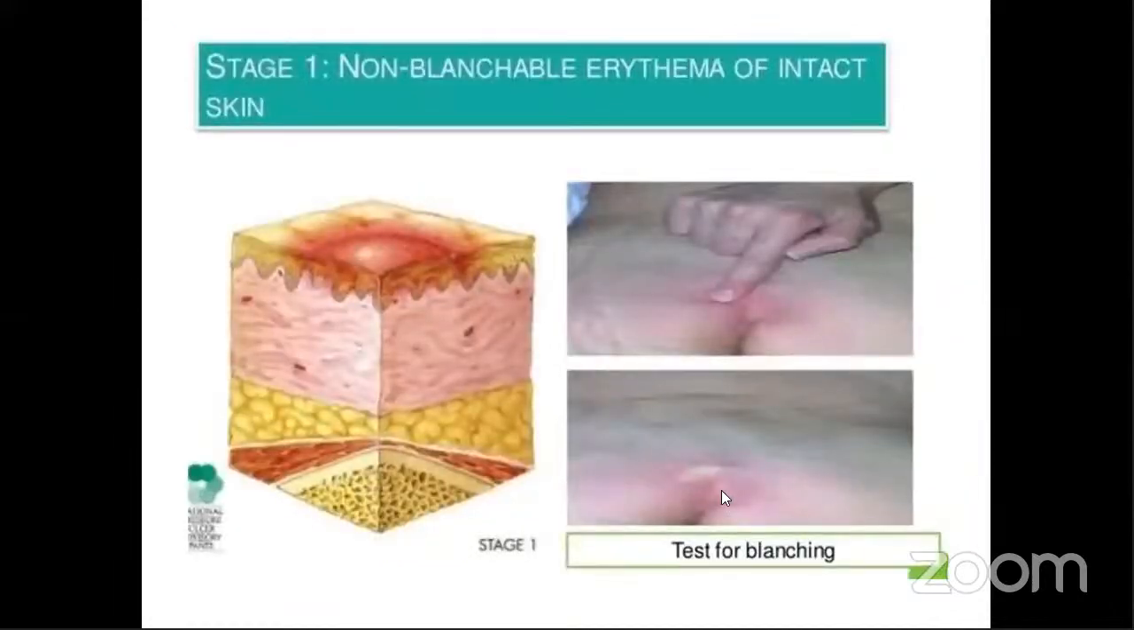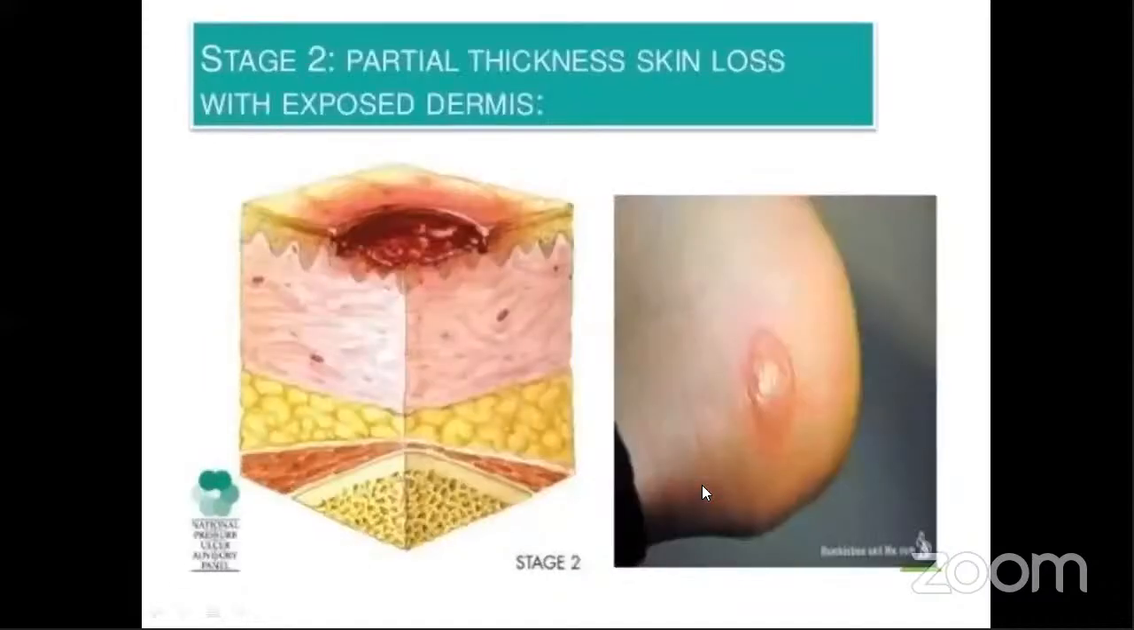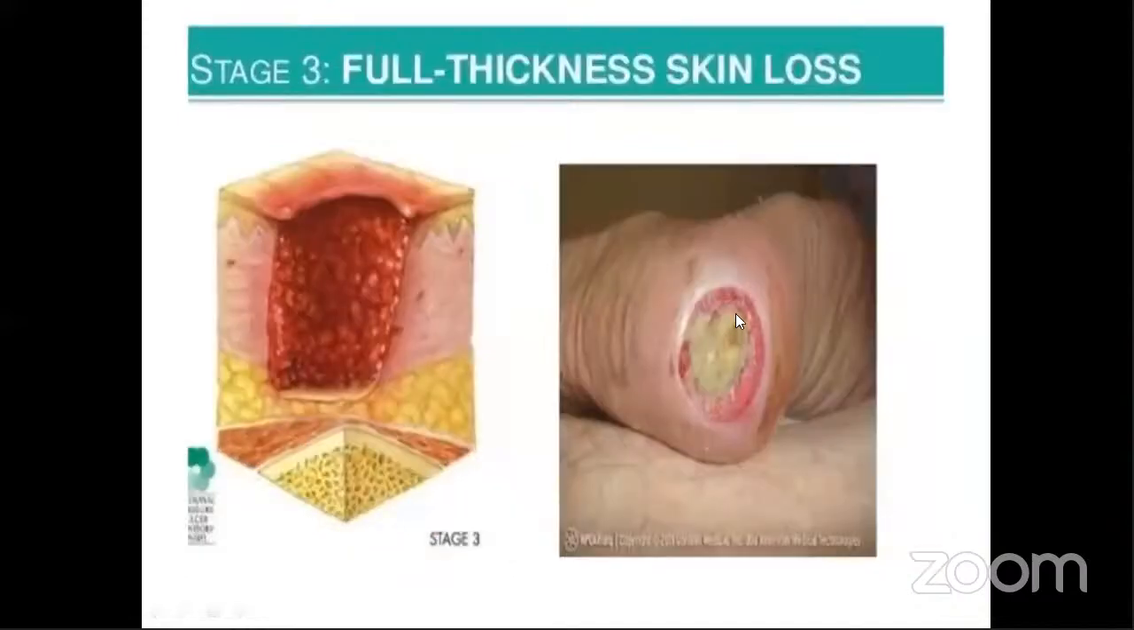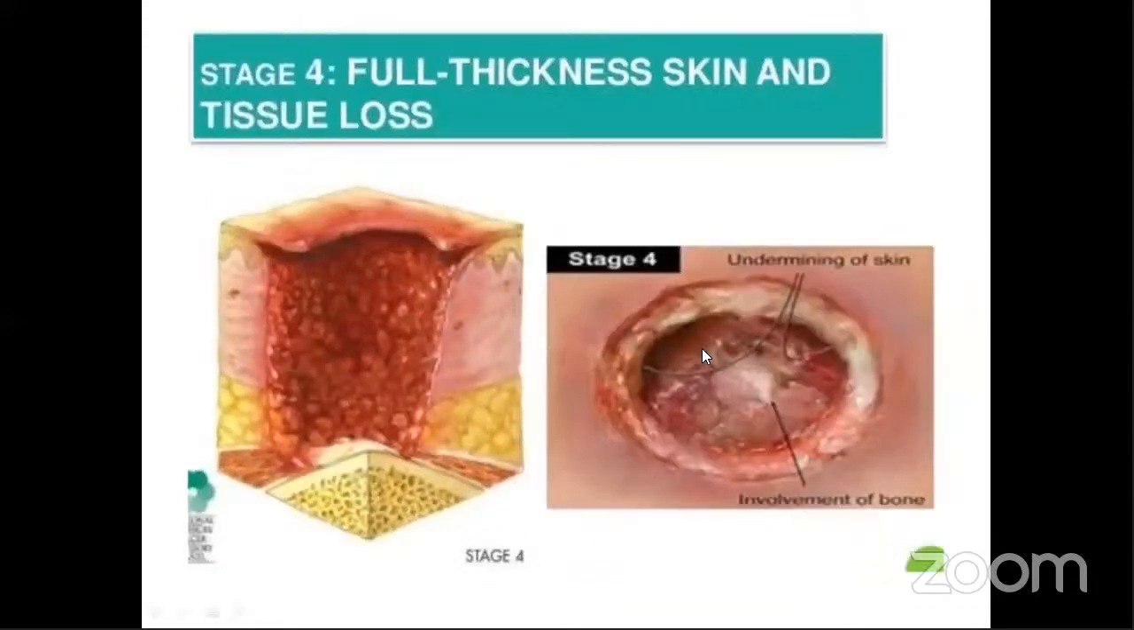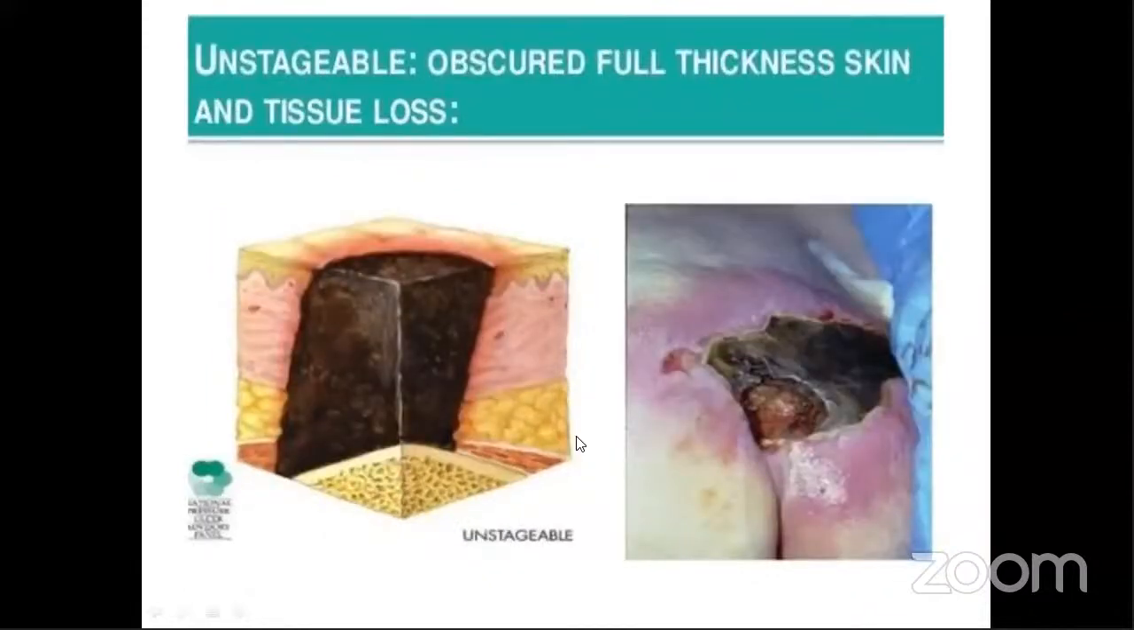Okay, so this photograph is showing you non-blanchable erythema of intact skin. Here the skin is totally intact, but there is redness. Here there is partial thickness skin loss with exposed dermis, this yellow one. Here it is full thickness skin loss with subcutaneous fat visible. Here it is full thickness skin loss and tissue loss and bone visible. This is unstageable, where full thickness skin and tissue loss is there and a lot of necrosis is present.